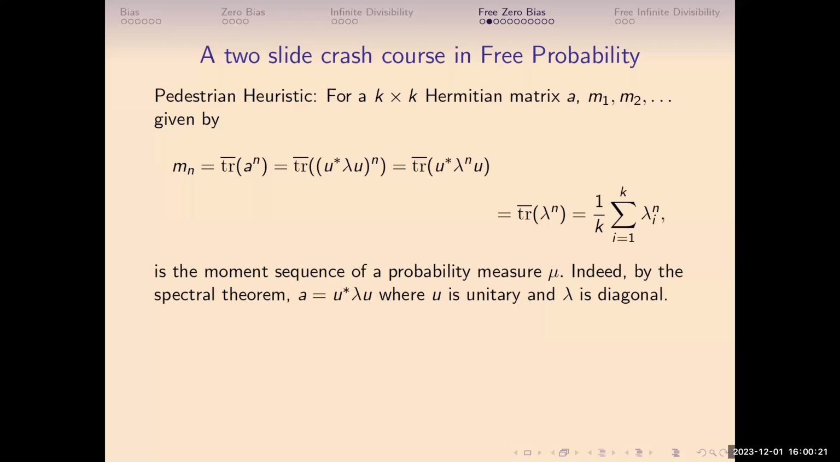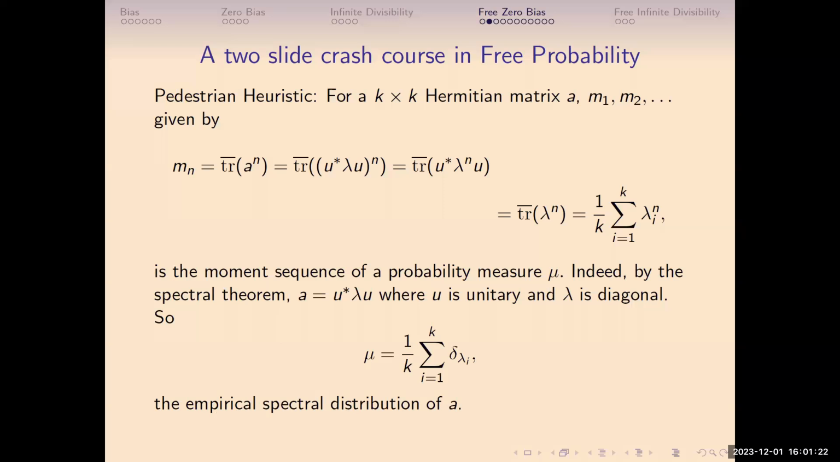because if it's a Hermitian matrix, we can just use the spectral decomposition, right? So A equals U star lambda U, where U is an orthogonal matrix and lambda is a diagonal matrix. You replace your A with U star lambda U, take it to the nth power, and the U stars and U's cancel, and then use the rotation invariance of the trace. You get that it's the same as the standardized trace of lambda to the n. So that's just 1 over k, because that's the standardized trace, and the trace is just the eigenvalues raised to the nth power, right? So that's the measure, which is the empirical measure of the eigenvalues. So here we have the empirical spectral distribution of that. So this Hermitian K by K matrix is in this way associated to a probability measure.